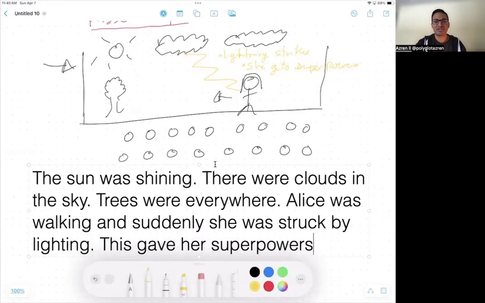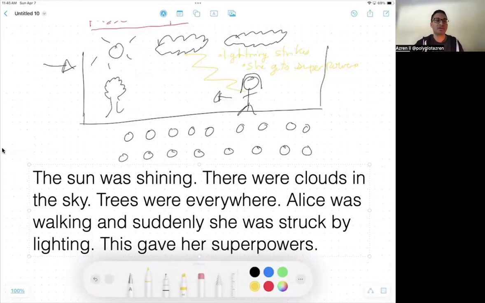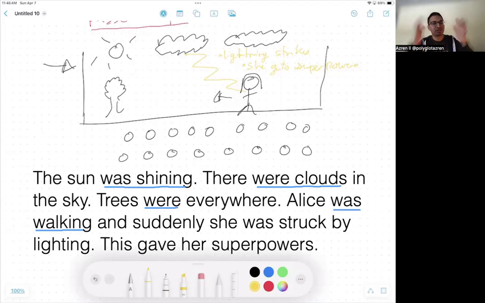Okay, so here's a little English description. Notice everything in, let's use blue. Everything in blue would be imperfect. The sun was shining. There were clouds in the sky. Trees were everywhere. Alice was walking. But then, right, so that's setting the scene. Okay, here's what's going on. That's setting the scene for what's happening, right? We have the scene. Oh, we understand now, right?